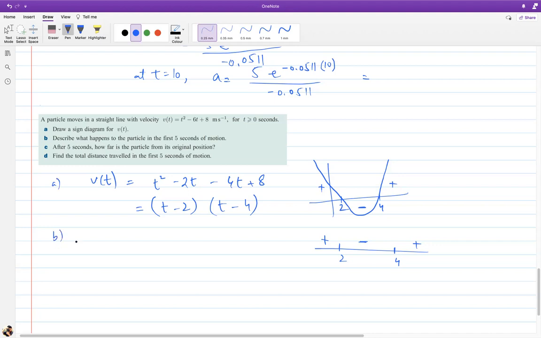Okay, B part. Describe what happens to the particle in the first 5 seconds. So how's it going? At t is equal to 0, it has some value. It keeps going down, its velocity keeps going down until t is equal to 2. So that's where the velocity is 0.